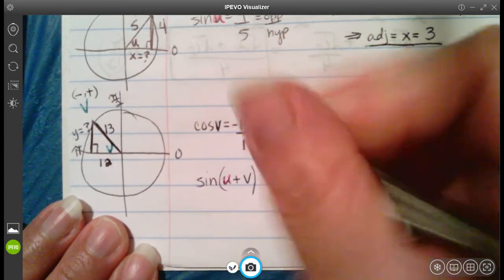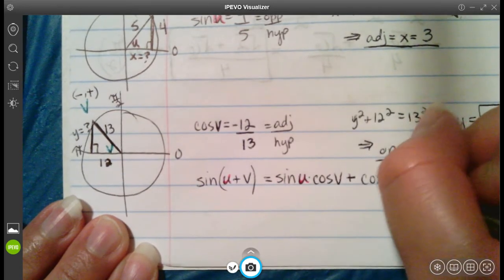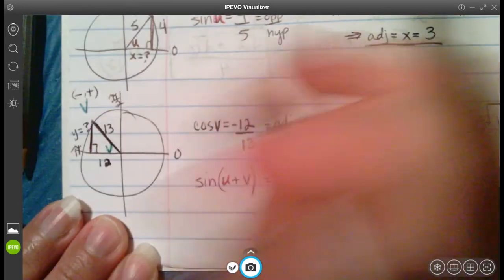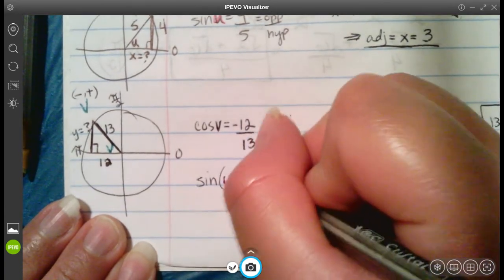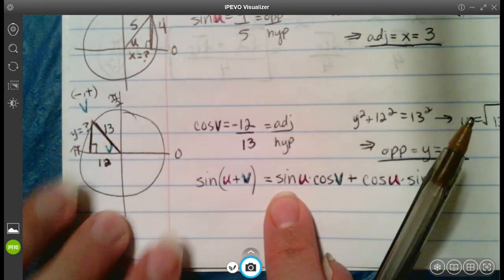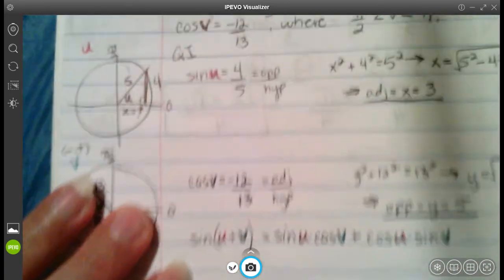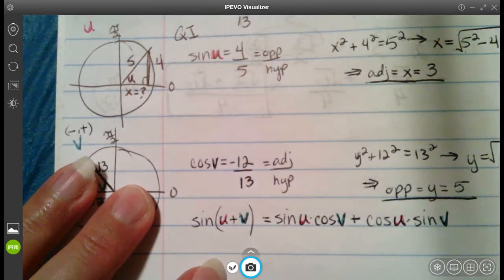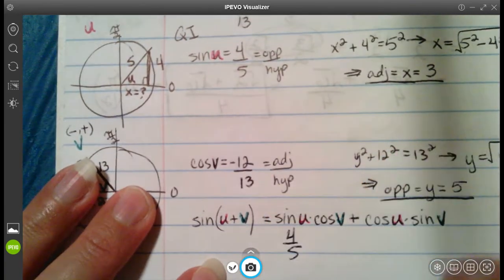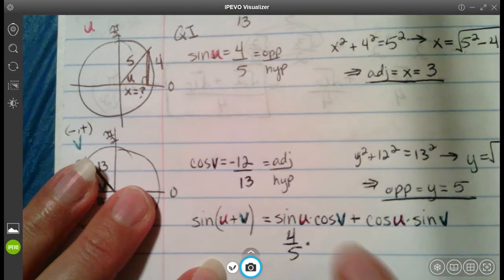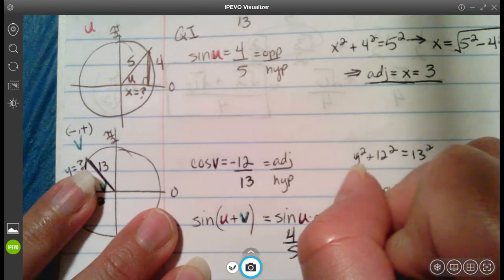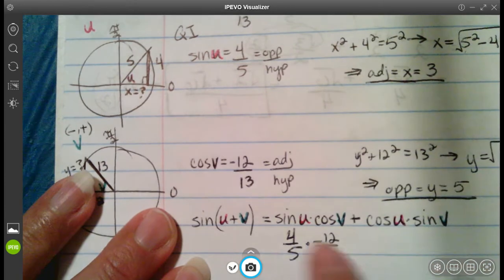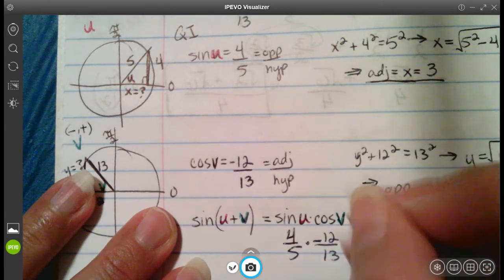Okay, you can color code everything if you'd like. I think I am, just to make it a little bit easier. All right. So sine of u we already have. Sine of u is basically this right here, 4 over 5. So 4 over 5. We're done with that part. Times cosine of v, we also have that one. That one's right here. So negative 12 over 13. So the first two were good. We have both. Those were given to us.